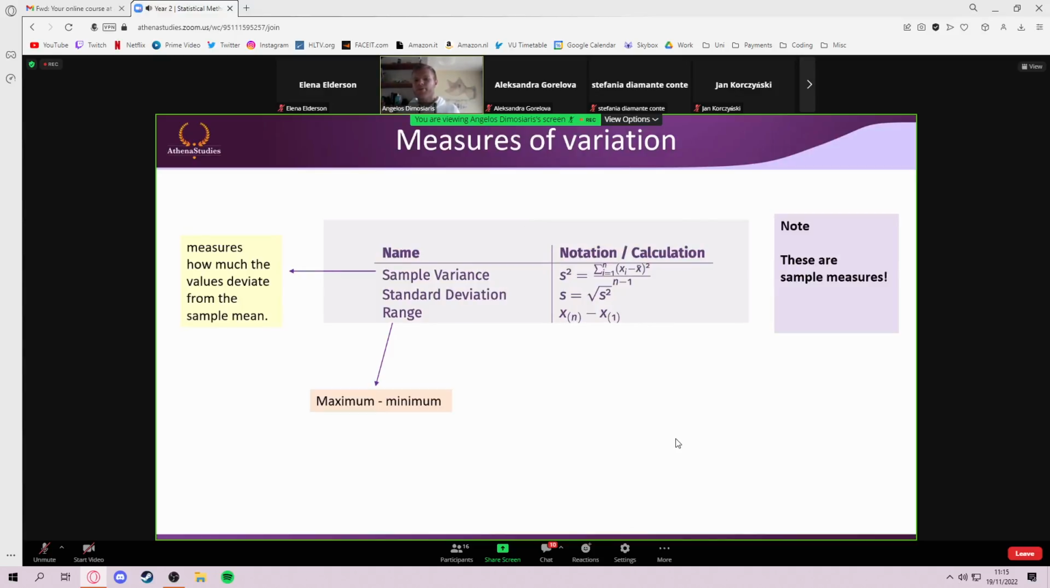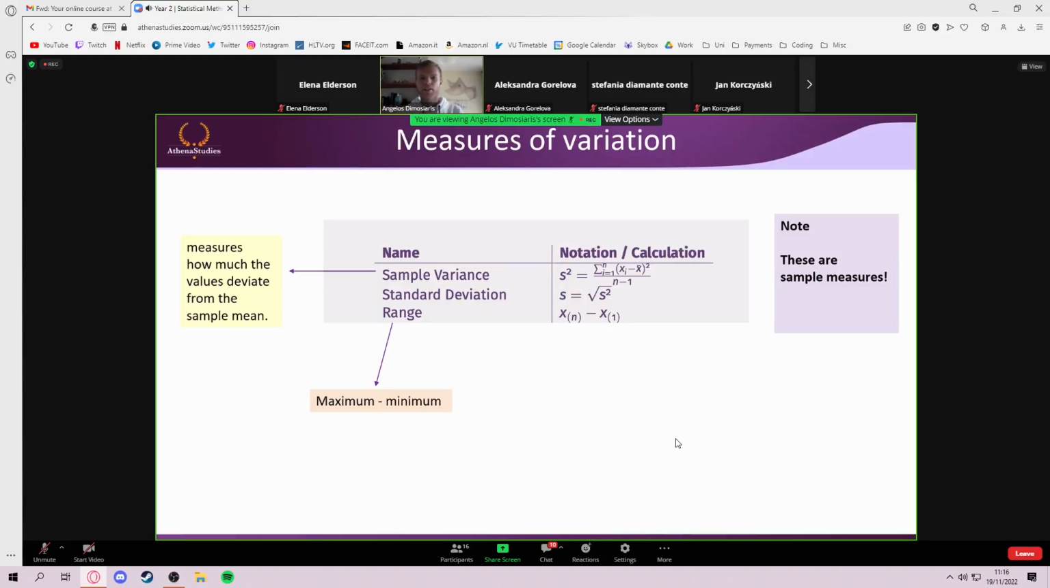Okay, so we talk about the central position with the mean, the mode, and the median, but you also have the measures of variation in our sample. Okay, so again, we talk about sample measures here. So we have the variance, the standard deviation, and the range. So the variance, S squared, and the standard deviation is a square root of the sample variance. So both of these measures give us an indication of how much the values deviate from the sample mean.